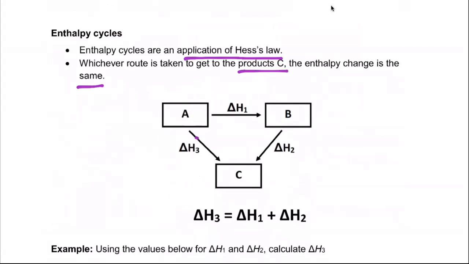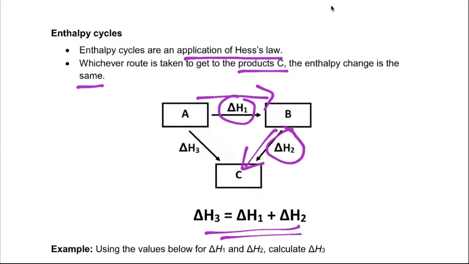So if I know this enthalpy value right here, that I can go straight from A to C, I don't need to calculate anything. But if I don't know what the delta H number 3 is, but I know how to get from A to B, and then I know how to get from B to C, if I know these two values, then I can add them together, and that will give me the answer for the enthalpy change to go straight from A to C.